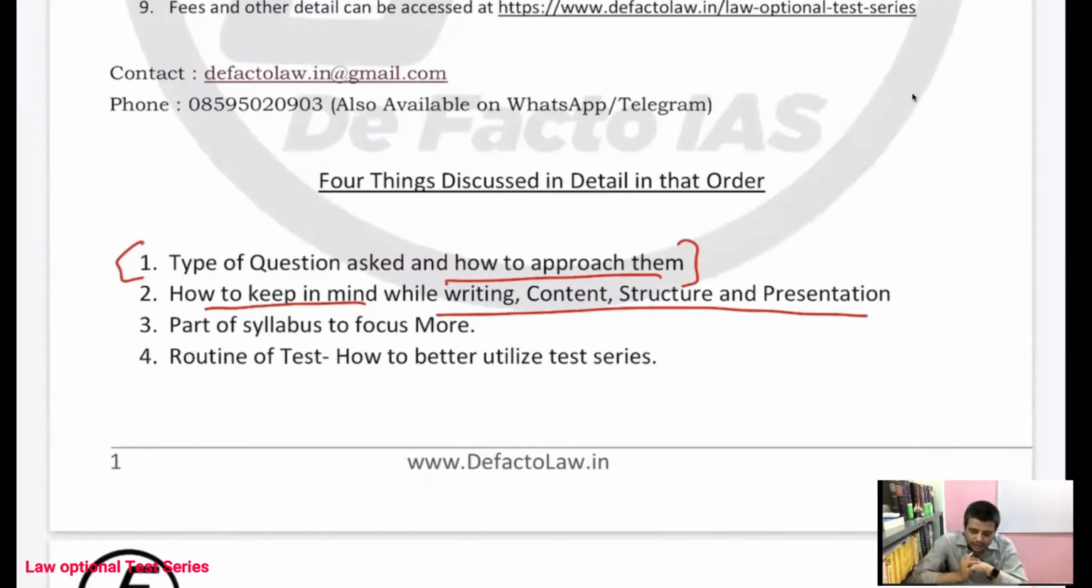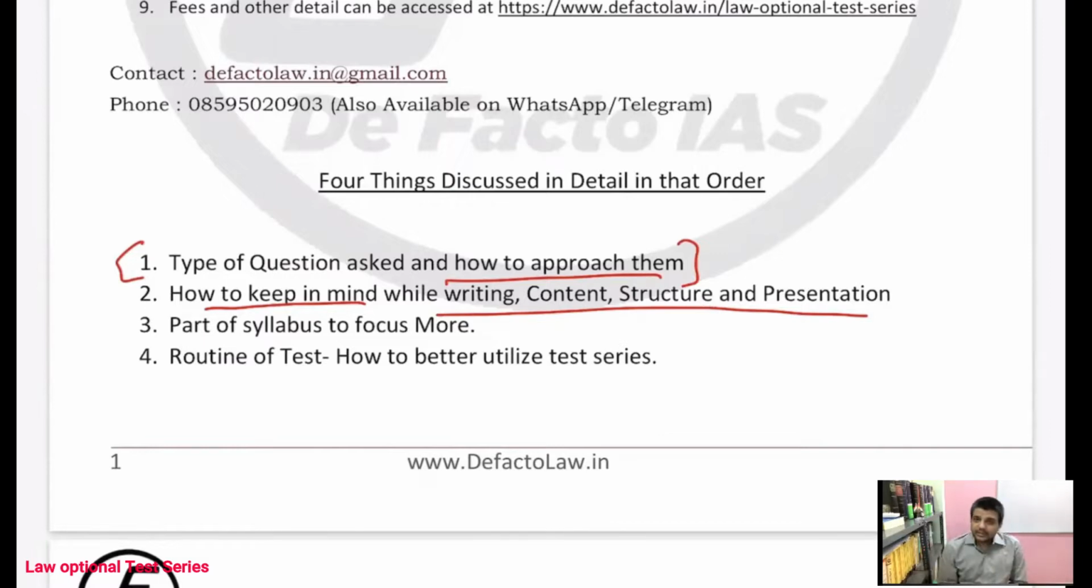Also, I will be showing you some of the copies, where I will show you that okay, this is what I was talking about, this is structure. This is what I am talking about, presentation. So I will be showing you different copies also, to give you an idea of how to write the answers. So that is the second point that you must remember.